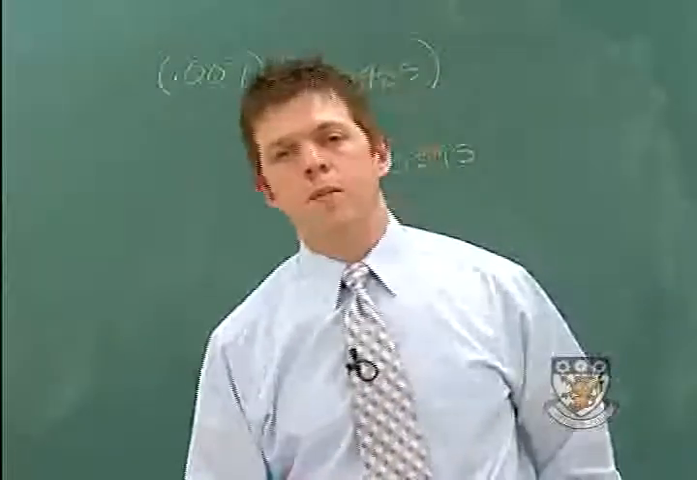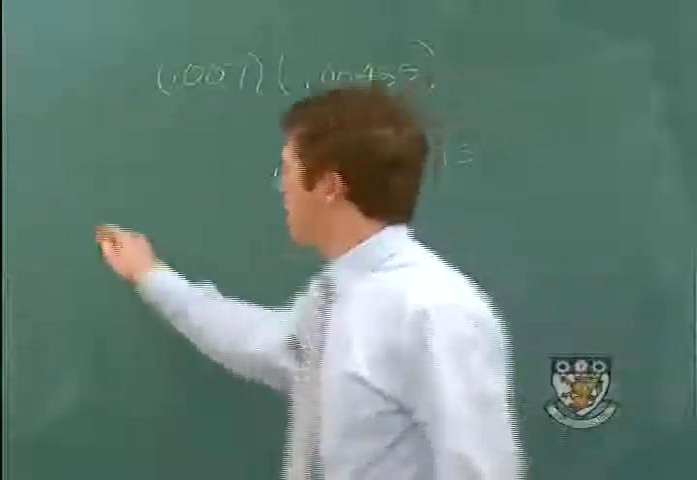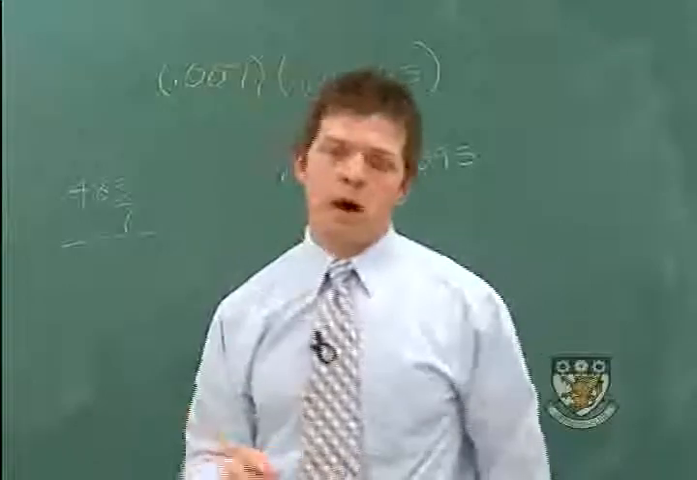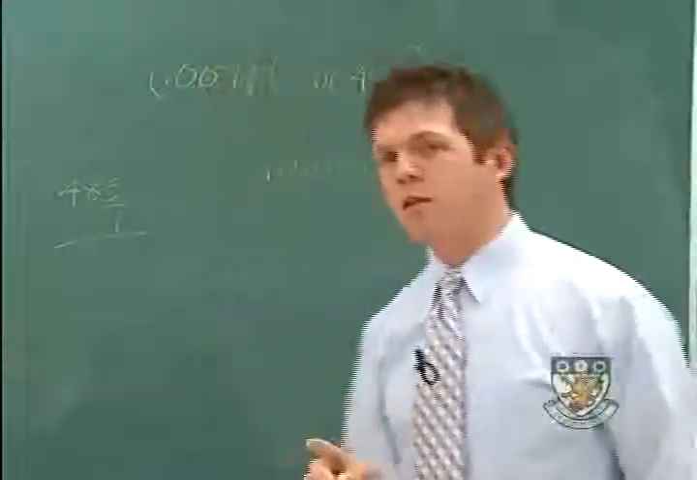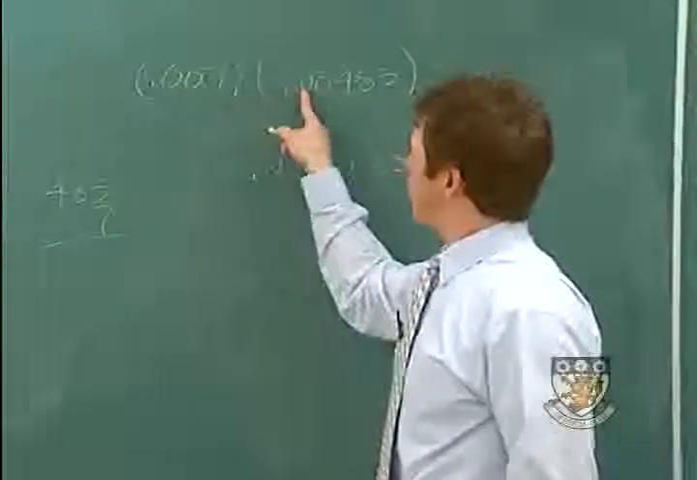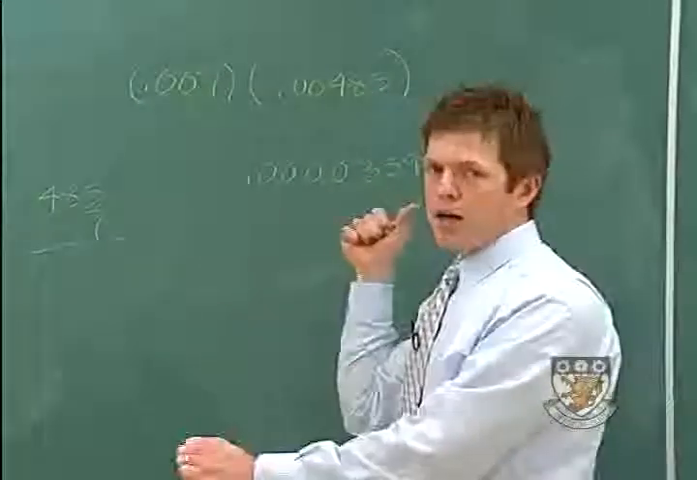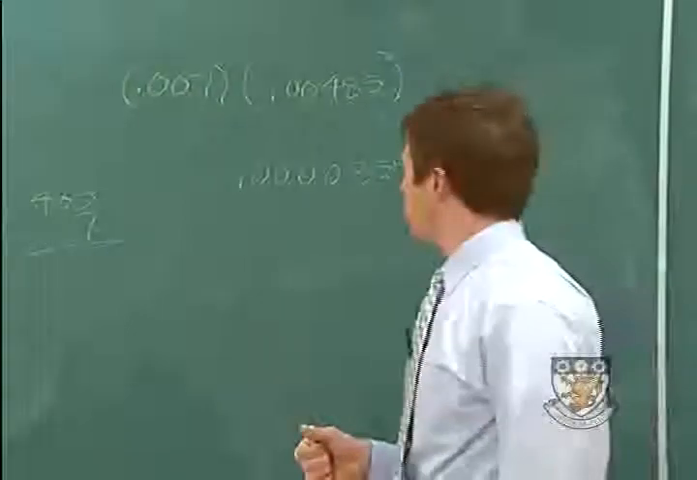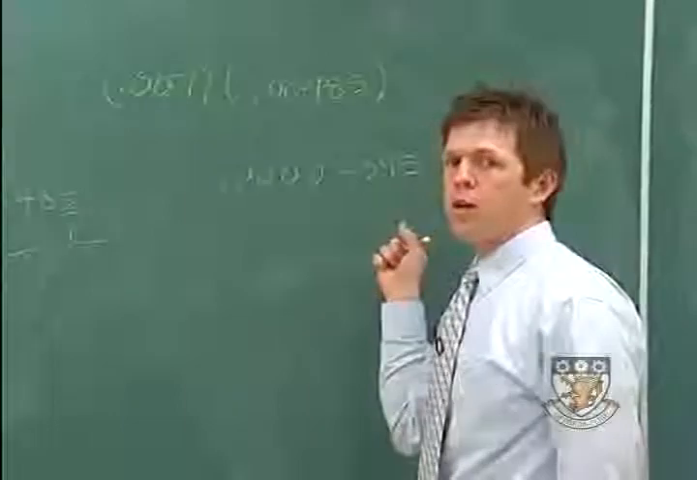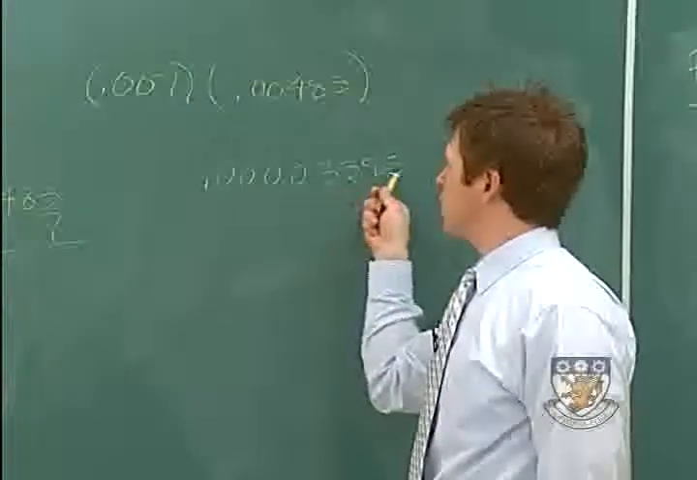Now, I'm not showing you how to multiply, but you multiply these decimals exactly how you would multiply 485 times 7. Exact same process. But what's important is to look at this. Count. 1, 2, 3, 4, 5, 6, 7, 8. There are 8 numbers to the right of the decimal place. Therefore, in my answer, there have to be 8 numbers to the right of my decimal. 1, 2, 3, 4, 5, 6, 7, 8.